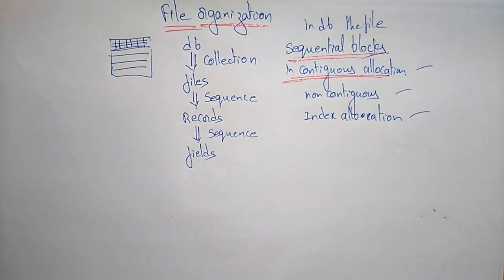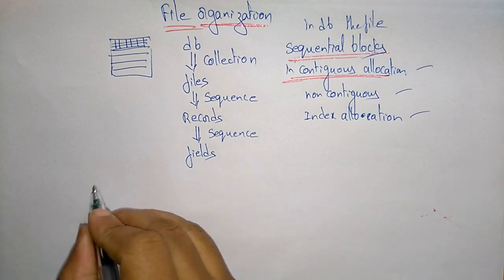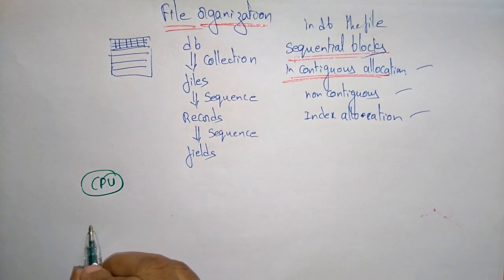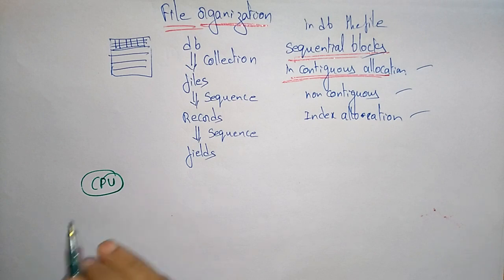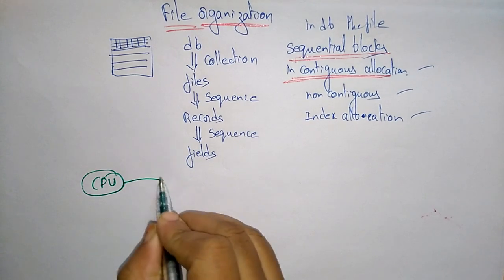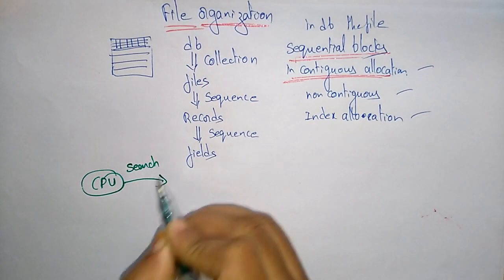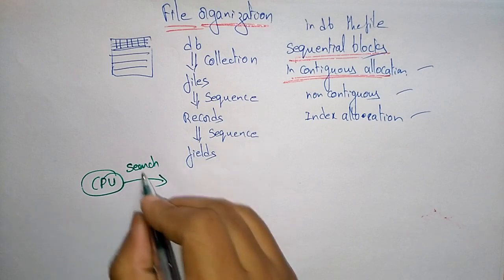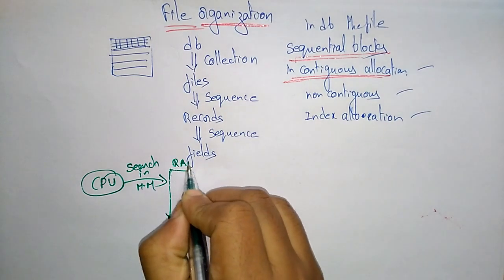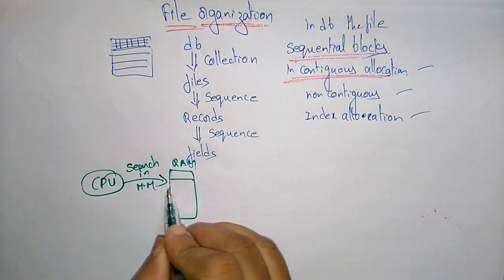Let us take one simple example of how the data will be stored in a database. Here you have to note a general concept: first, there is the CPU. The CPU is the main device that does the processing. It has the processing capability. The CPU first searches for data in main memory. The RAM is the main memory.